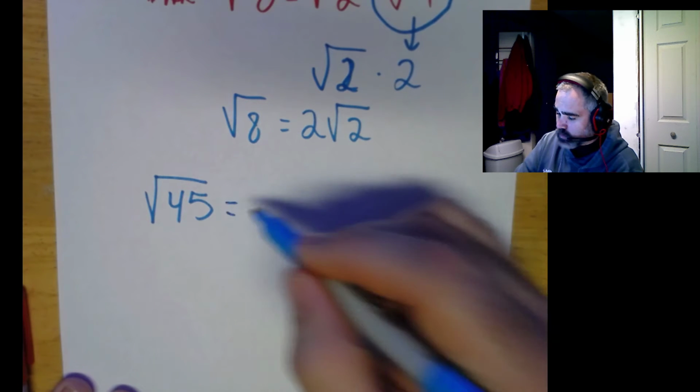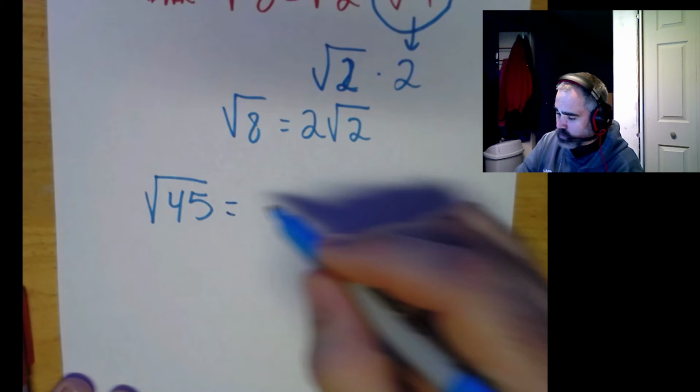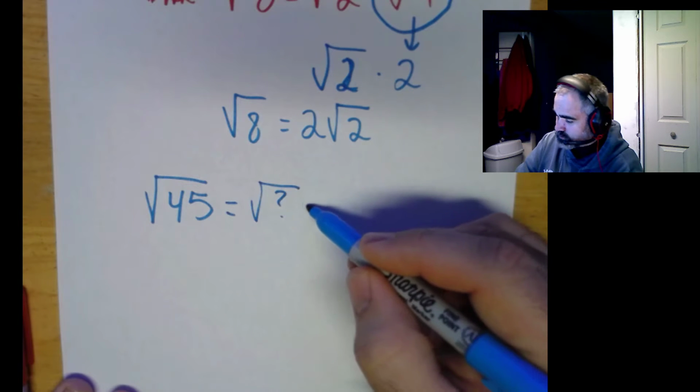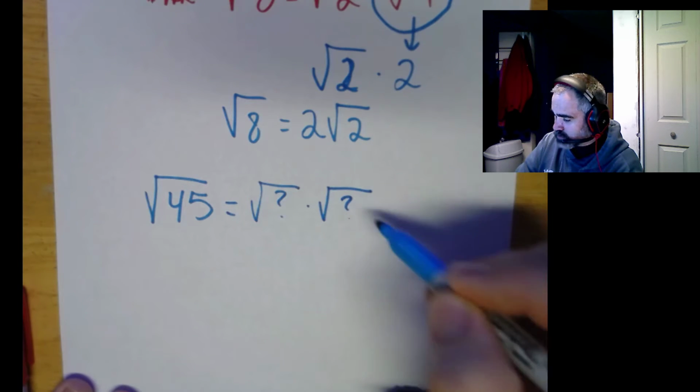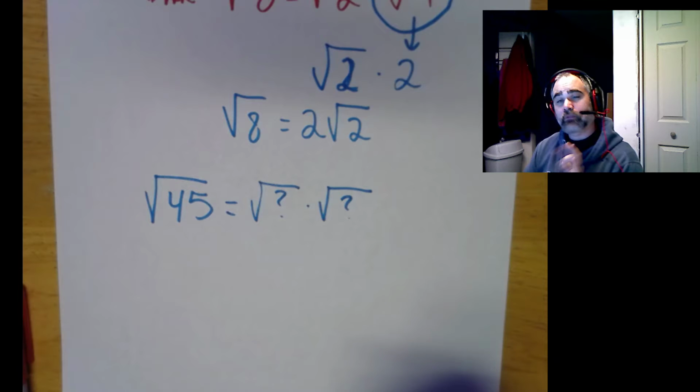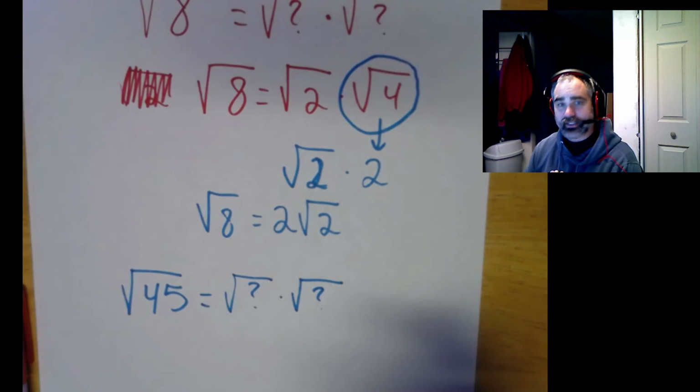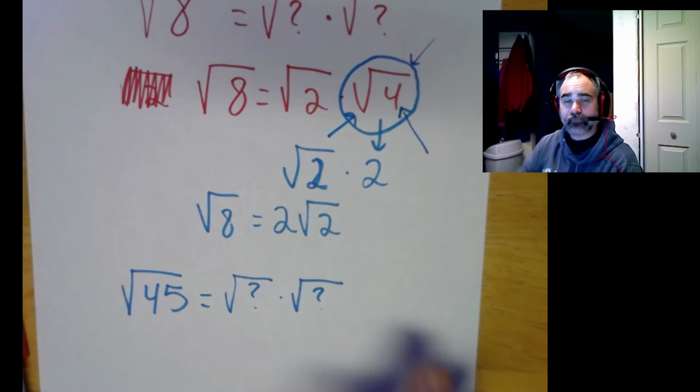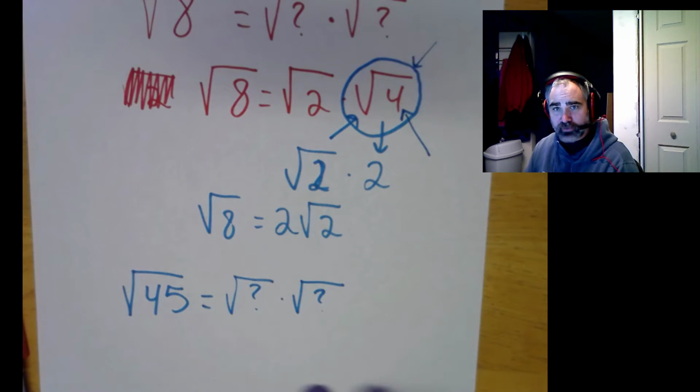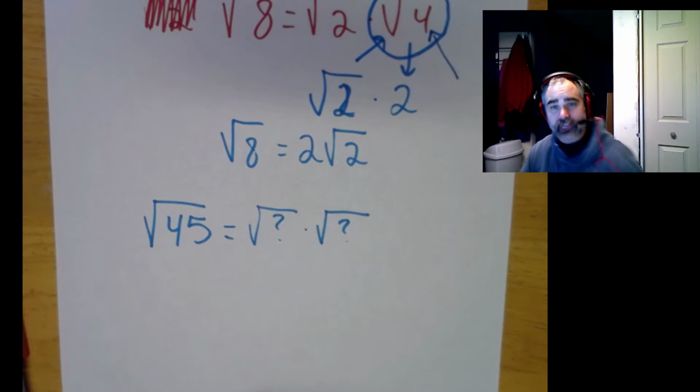So I want to say, okay, what two numbers will multiply together to be 45? And what we're looking for here is something called a perfect square, something that simplifies perfectly. So try to think of two numbers that multiply to be 45, and one of them is a perfect square, something that will simplify. I'll give you a second to try to figure it out.